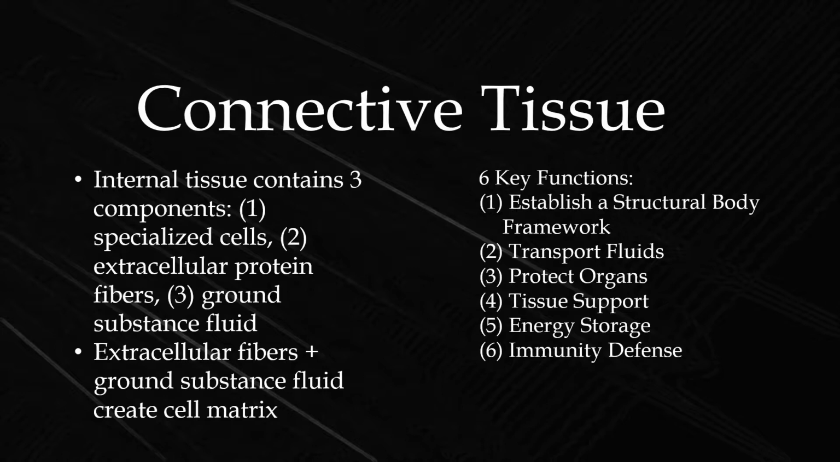There are 6 key combinations of connective tissue. 1. Establish a structural body framework. 2. Transport fluids. 3. Protect organs. 4. Provide tissue support. 5. Allow for energy storage. And 6. Allow for immunity defense.